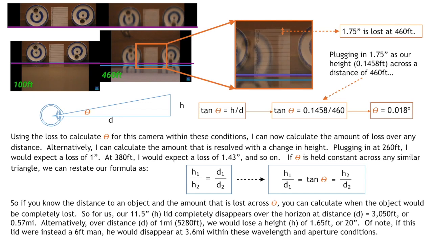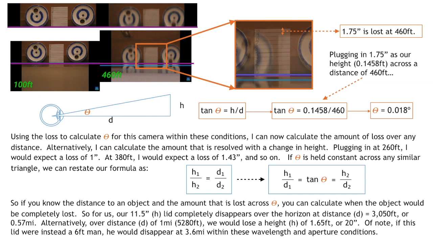If theta is held constant across any similar triangle, we can restate our formula as h1 over h2 equals d1 over d2, right? And those ratios could correspond to one another across tangent theta as h1 over d1 equal to h2 over d2. So if you know the distance to an object and the amount that is lost across theta, you can calculate when the object would be completely lost. So for us, our 11.5 inch height lid completely disappears over the horizon at a distance of 3,050 feet, or 0.57, half a mile, give or take.